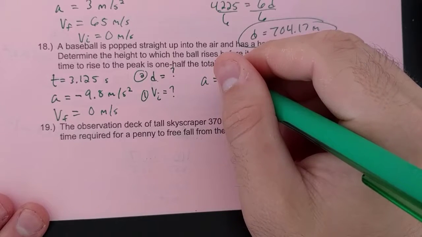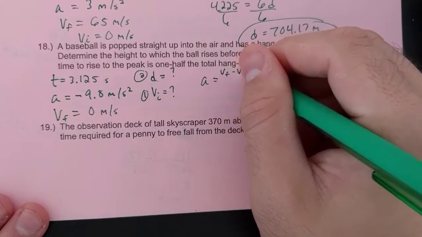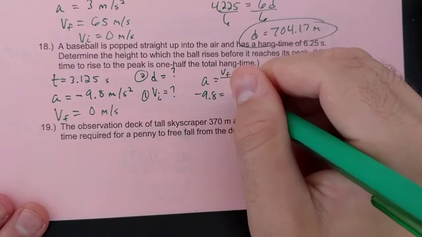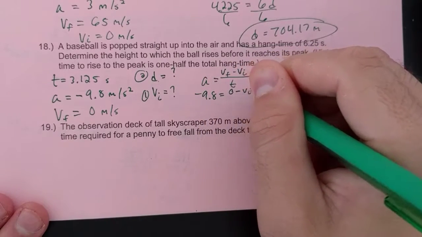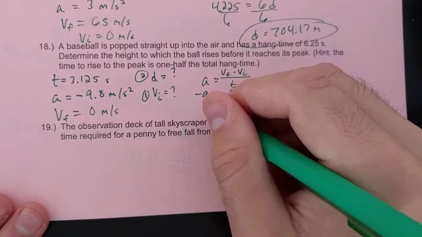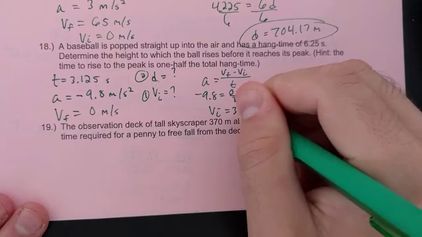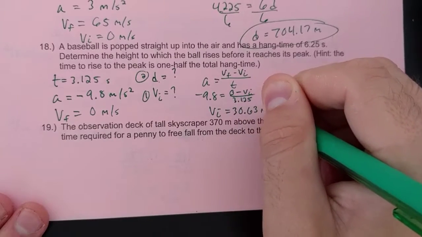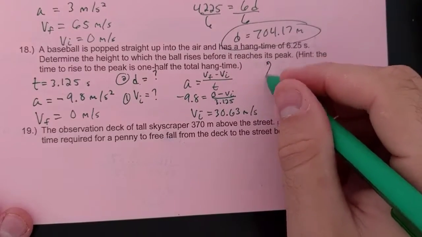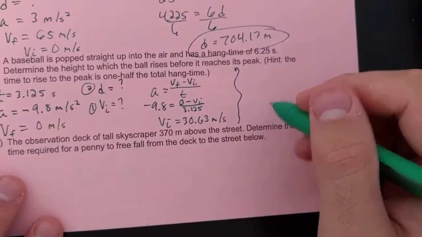So first, we're going to use acceleration equals Vf minus Vi all over t. So negative 9.8 equals 0 minus velocity initial all over 3.125. My velocity initial, after you solve for it, is 30.63 meters per second. We're going to use that to find our distance.